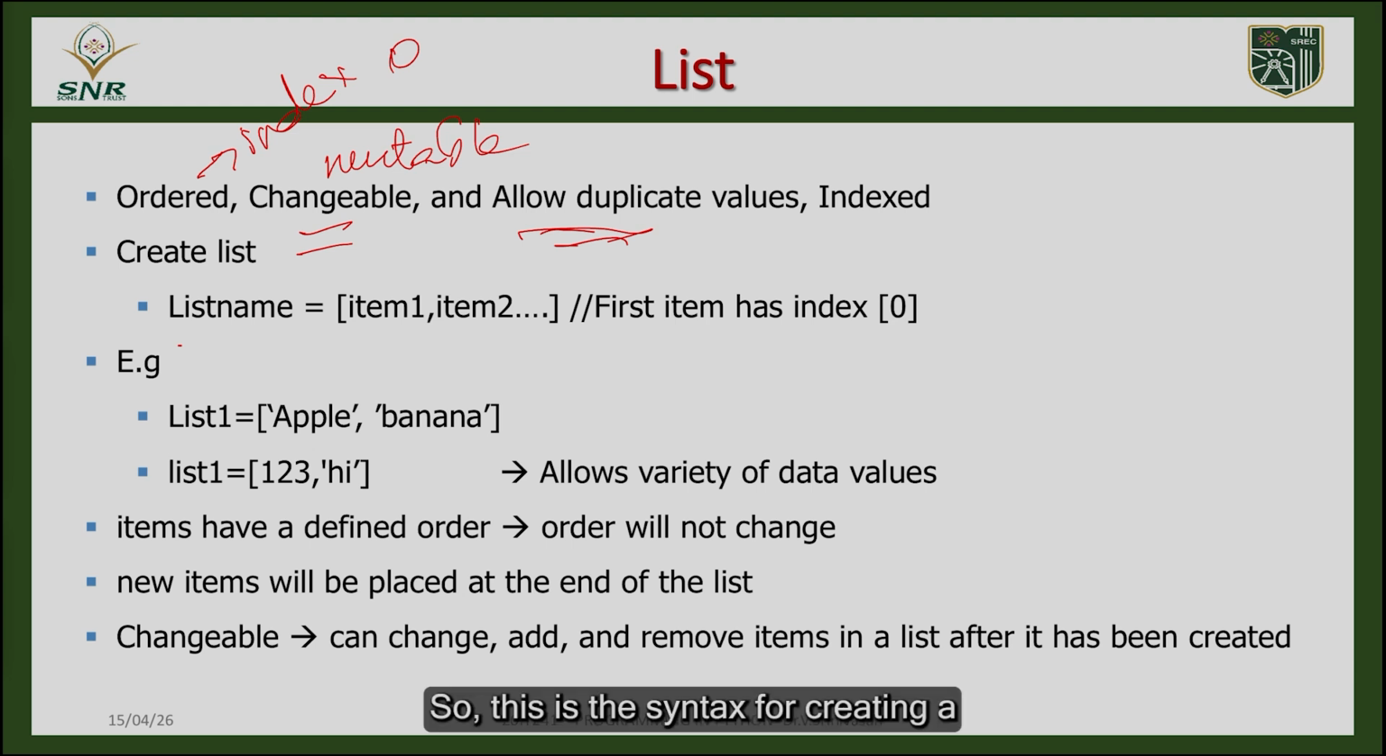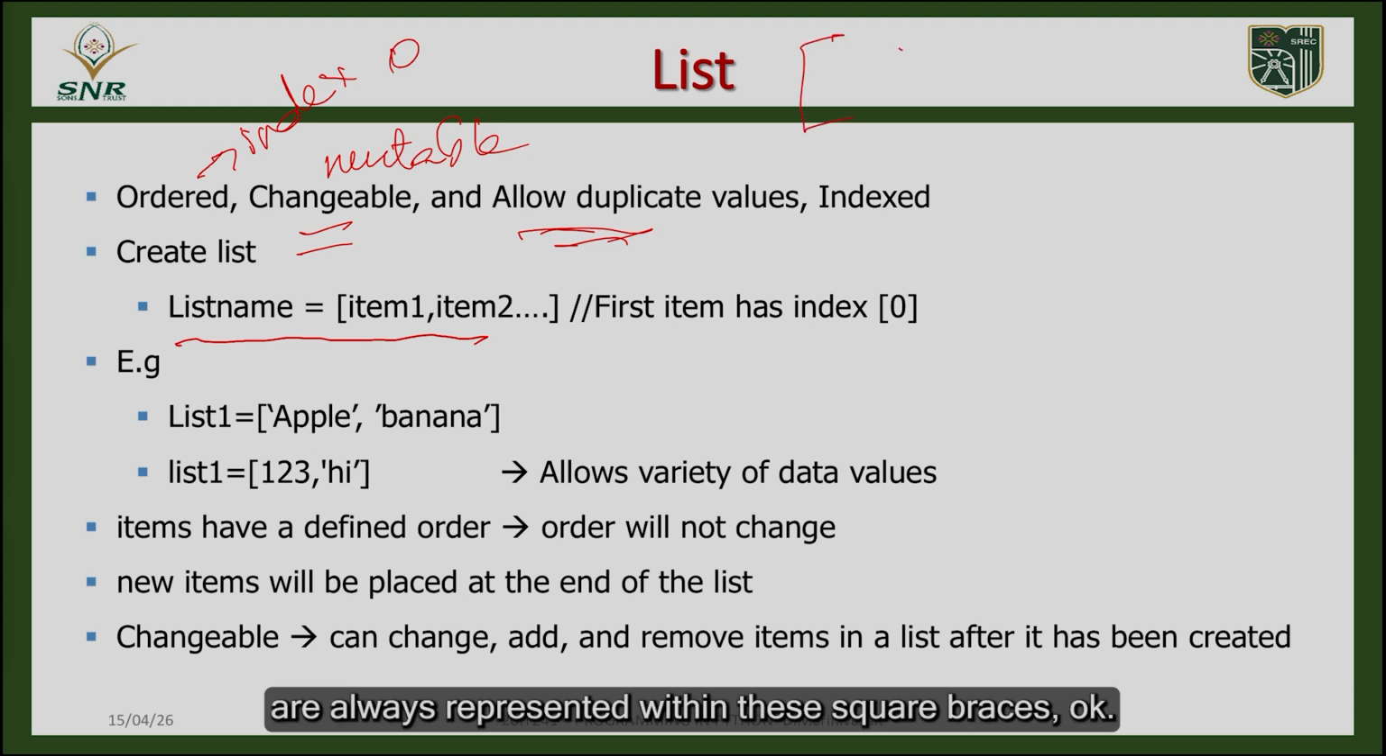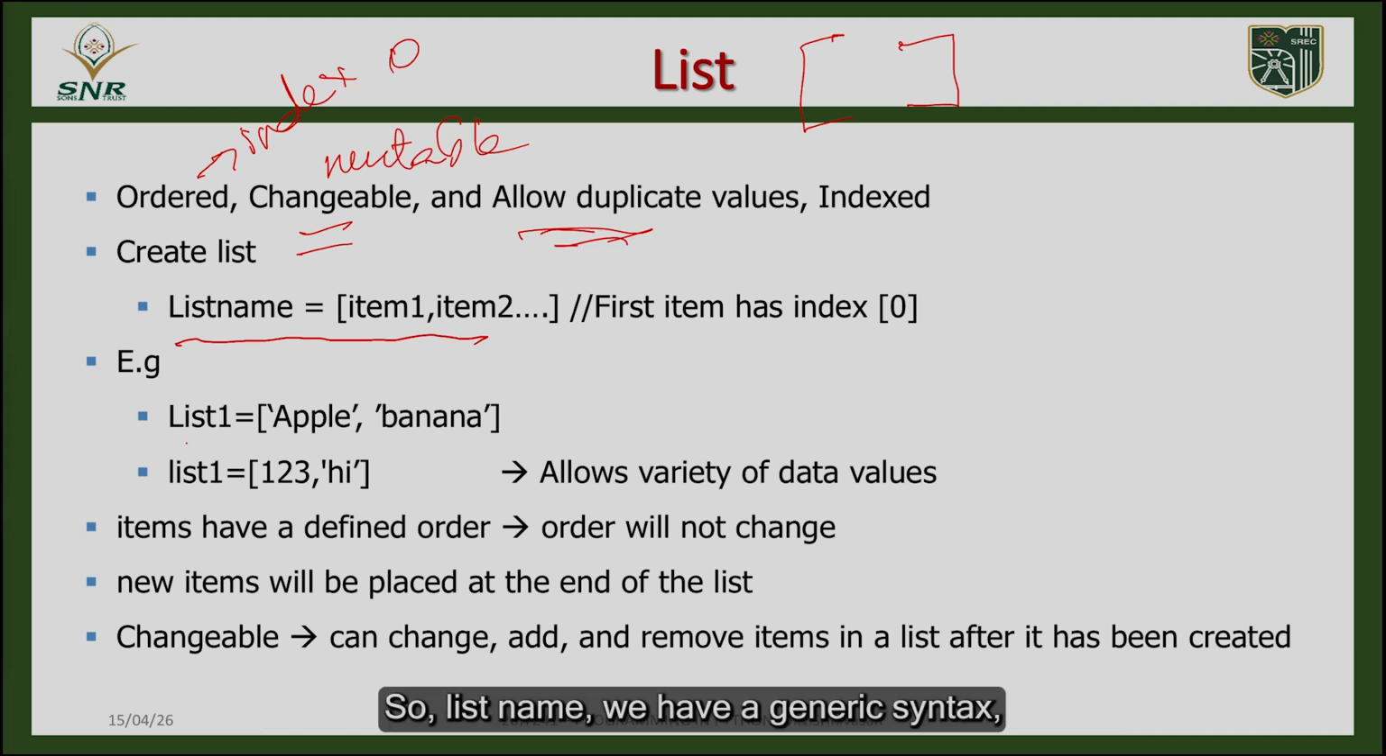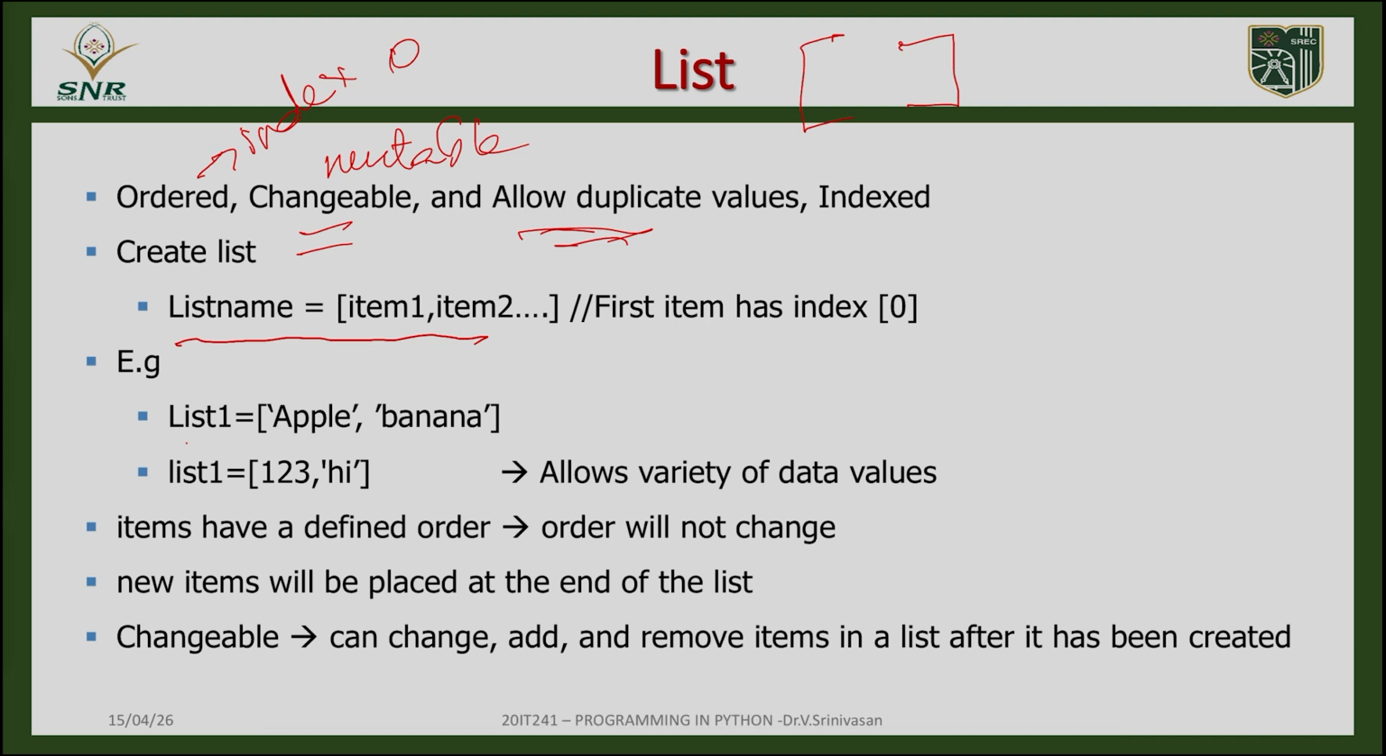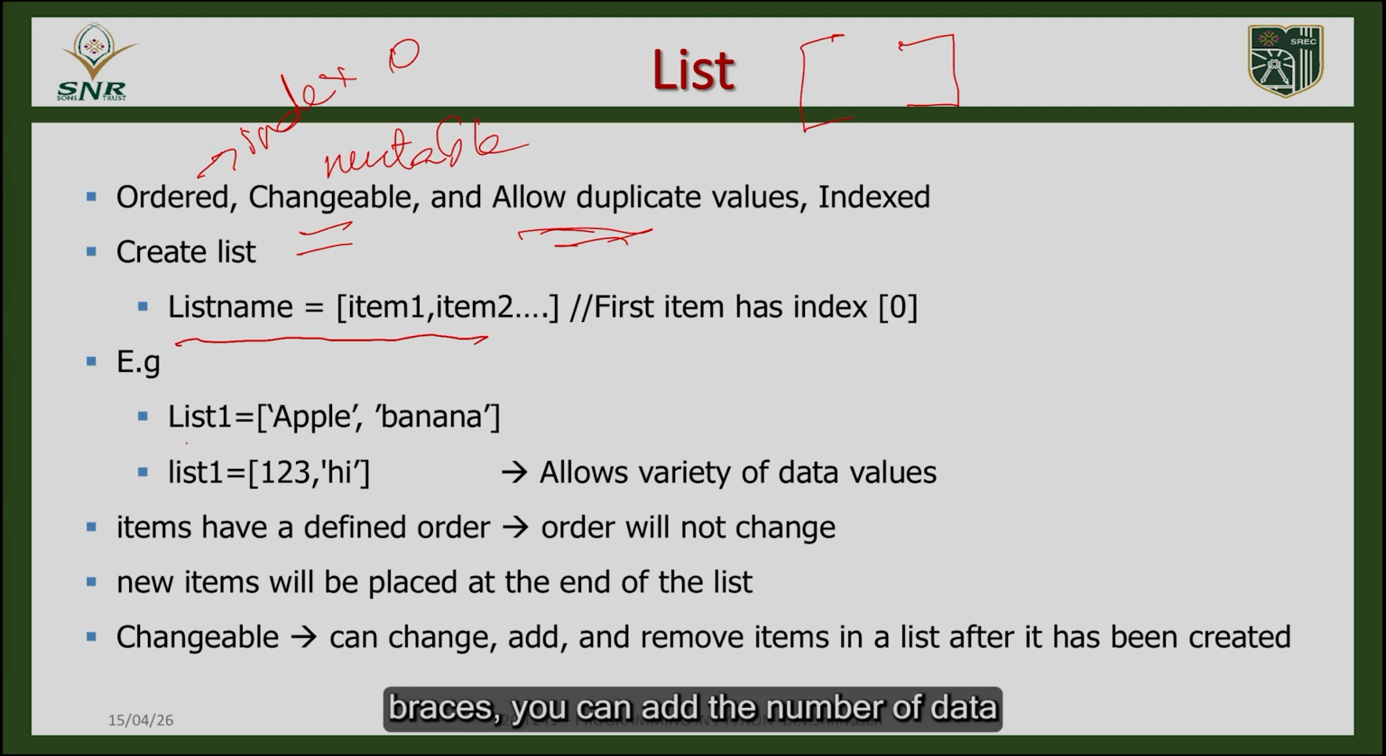So this is the syntax for creating a list. List name is equal to, and lists are always represented within square braces. So we have a generic syntax: list name is equal to, and within the square braces you can add any number of items separated by commas. Item 1, comma, item 2, comma, item 3; any n number of items can be stored. And this is an example: list1 is equal to apple, banana. We put these inside single quotes because these are strings.